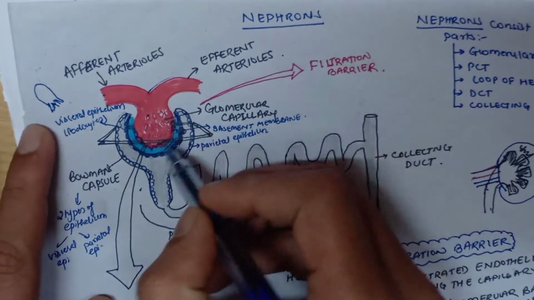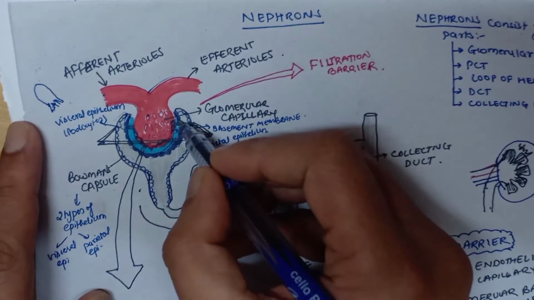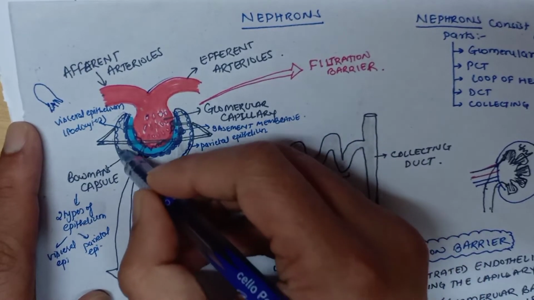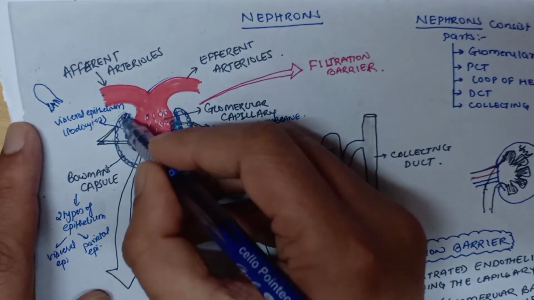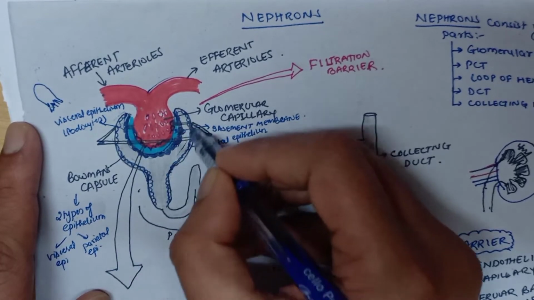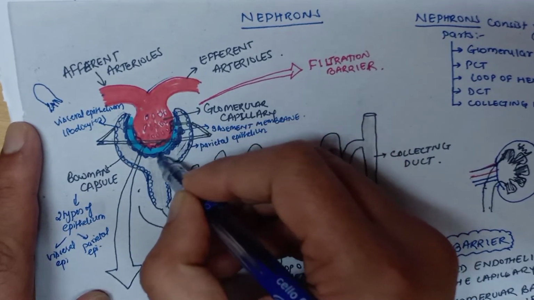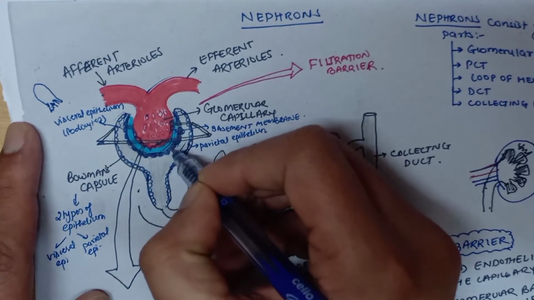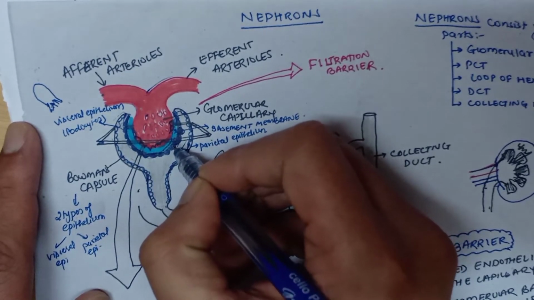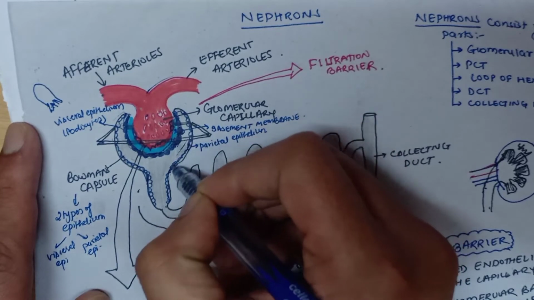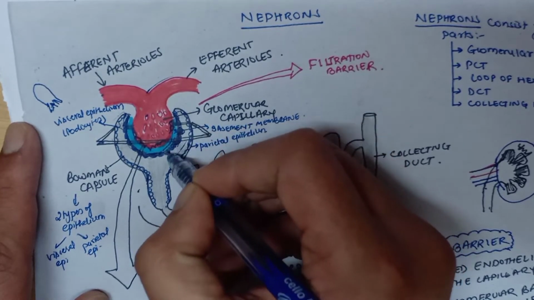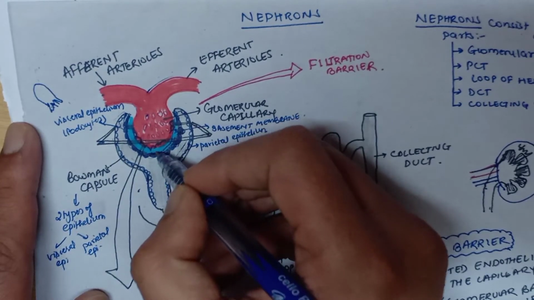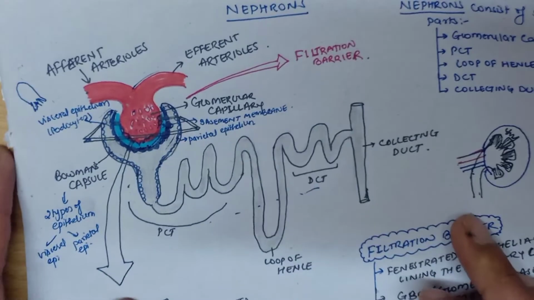So we had seen that the outer one, these are the parietal cells. The outer covering of the Bowman's capsules are the parietal cells, and the inner one which is related to the filtration barrier is the visceral epithelium. The outer one is the parietal epithelium, and the inner one is the visceral epithelium, which lies in relation to the filtration barrier. So these are the podocytes.